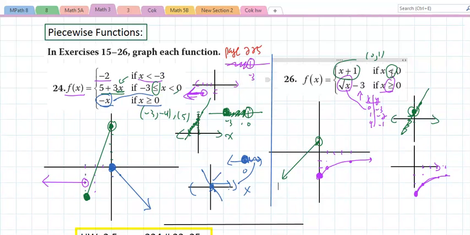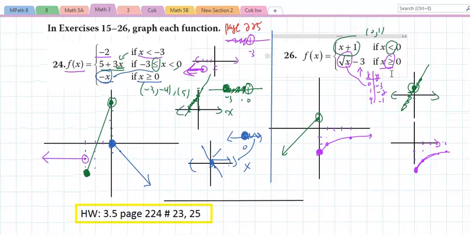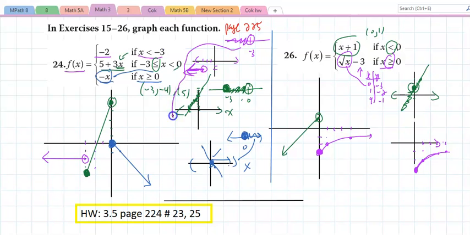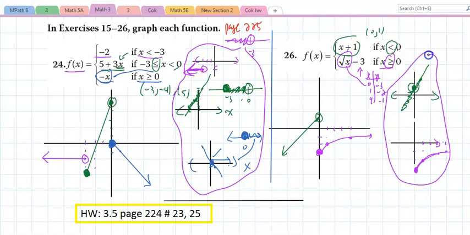And there's your homework on 3.5. I'd like you to do number 23 and 25. And of course, those are all not needed. You really don't have to do any of that or any of this. That's just extra for me to explain how this works.